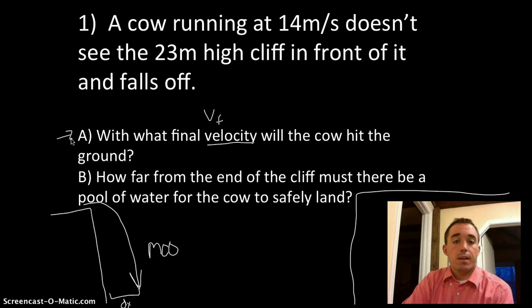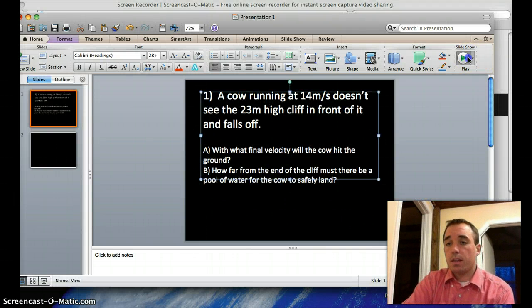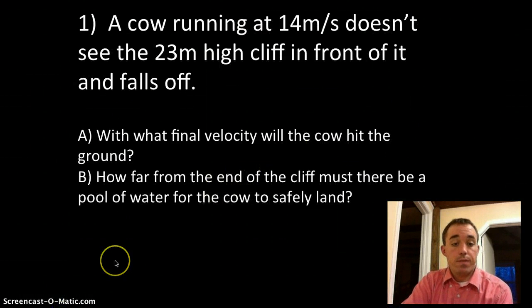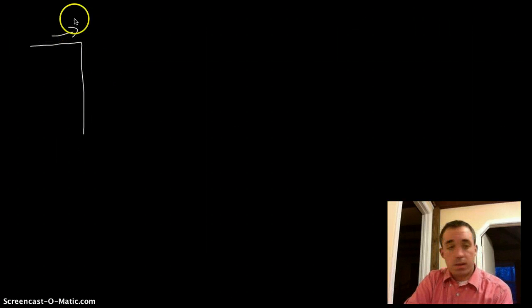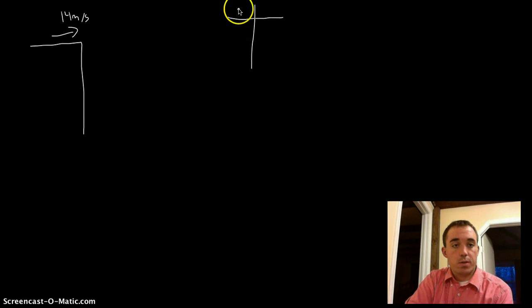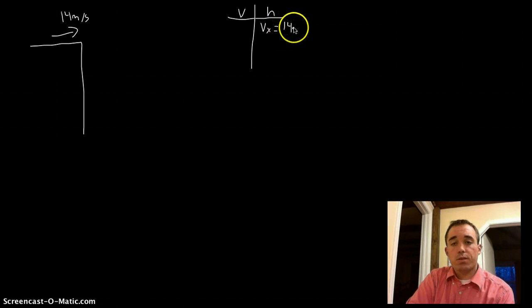All right, so clear this. Going back and trying to find our overall result, we have our cow, redraw it up here, going towards the side of the cliff at 14 meters per second. If we set up our table in terms of vertical and horizontal, that would be our Vx, our initial horizontal speed. That doesn't change. There's no such thing as Vix and Vfx. Just regular 14 meters per second.